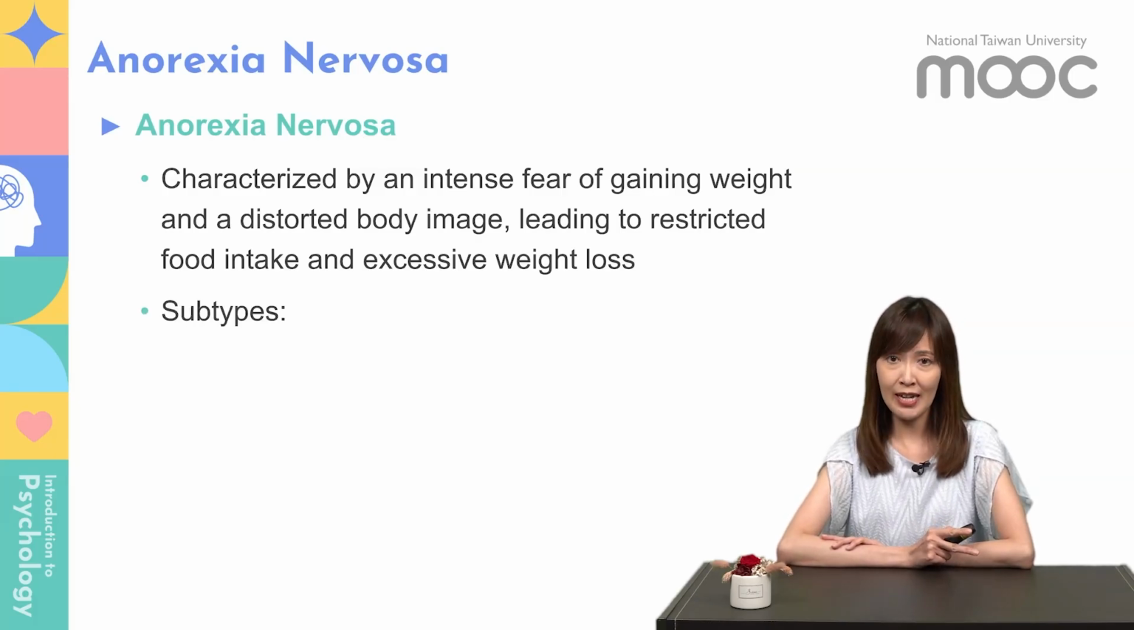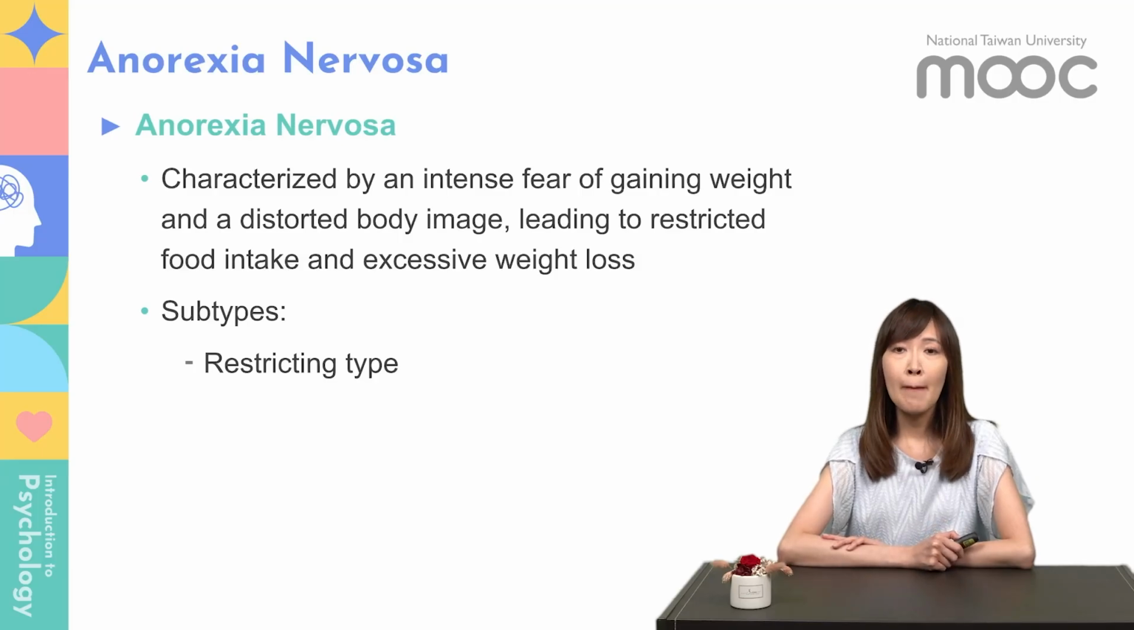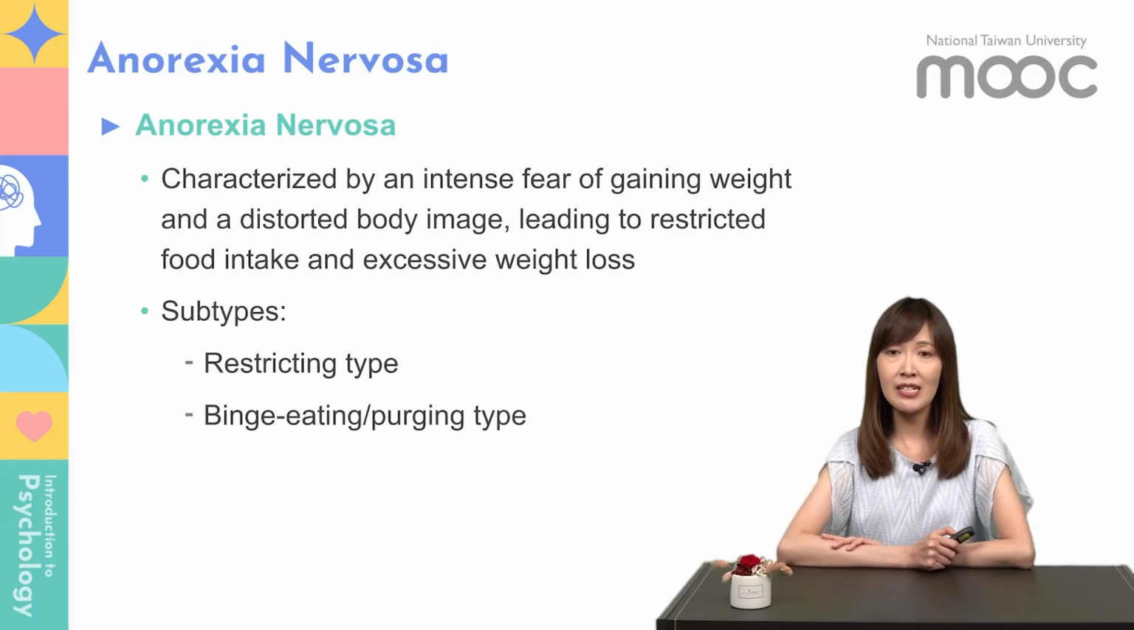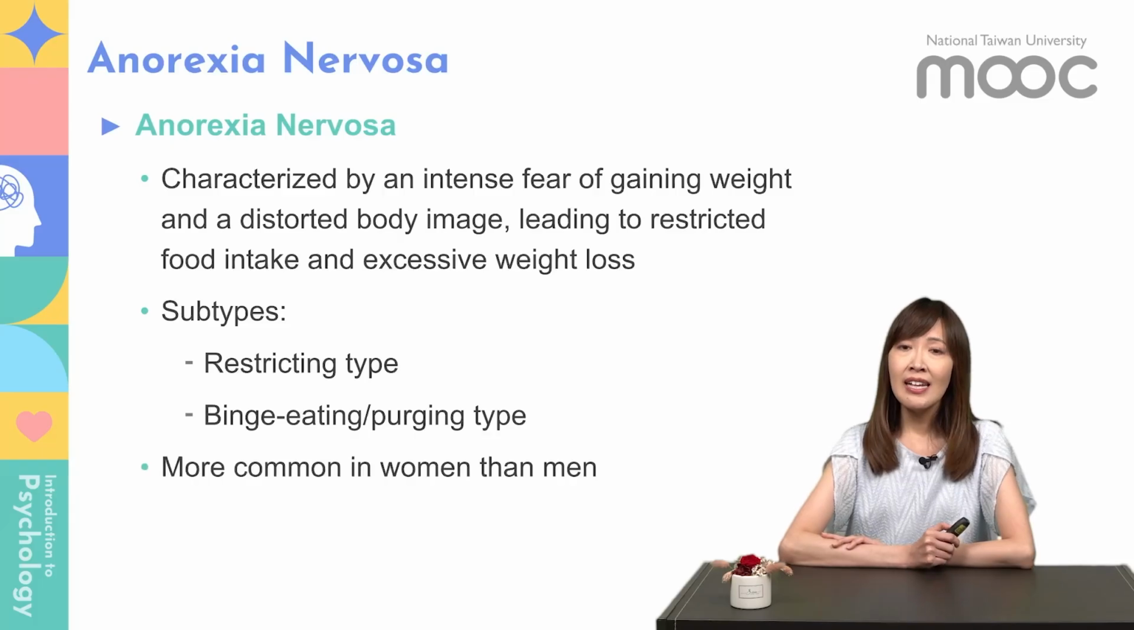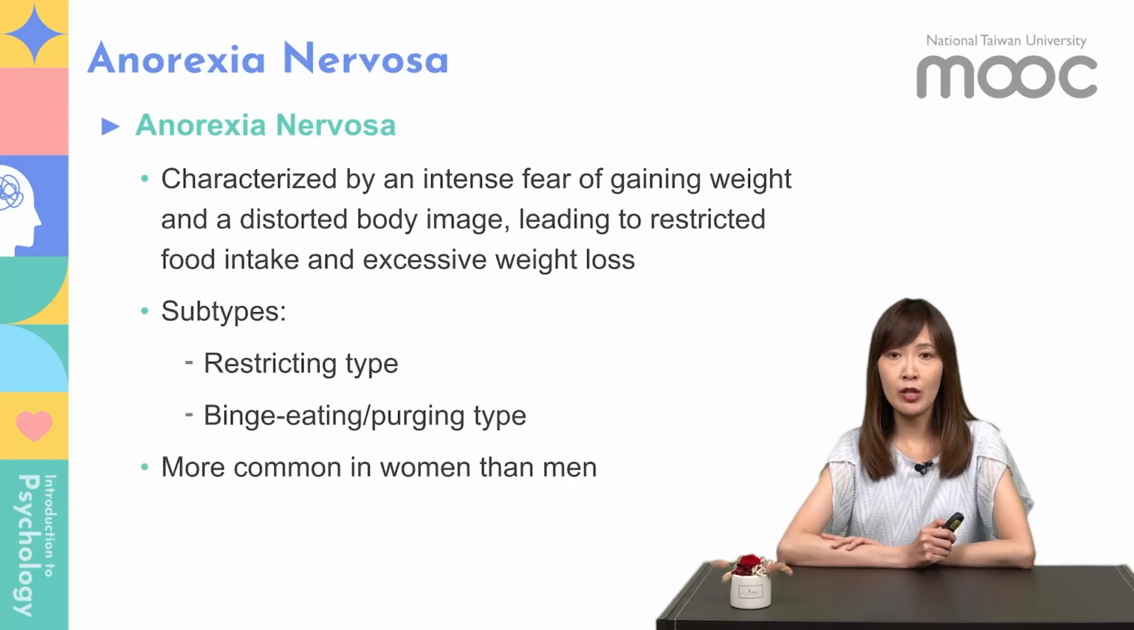And there are two subtypes under anorexia nervosa. The first type is called restricting type. People with this type of anorexia nervosa may starve themselves. They don't want to eat because they are afraid of becoming fat. And the second type is called binge eating purging type. These people may occasionally binge eat, but then they will purge in order to lose weight. Anorexia nervosa has been found to be more common in women than in men. So that is the first eating disorder.